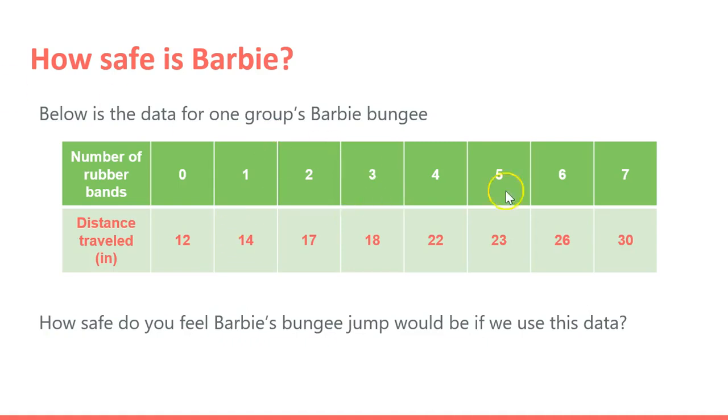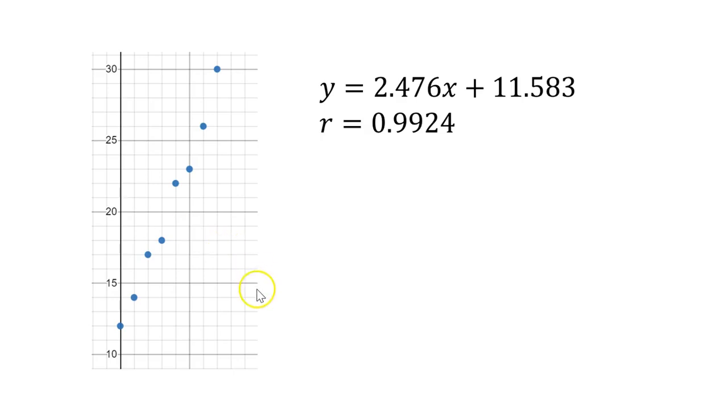Okay, so here's the data we have. How confident do we feel that this data would be good to predict a much larger jump? Well, one way to answer that is if we look at this scatter plot, this data looks pretty tight. I could draw a line almost exactly through all of those points.